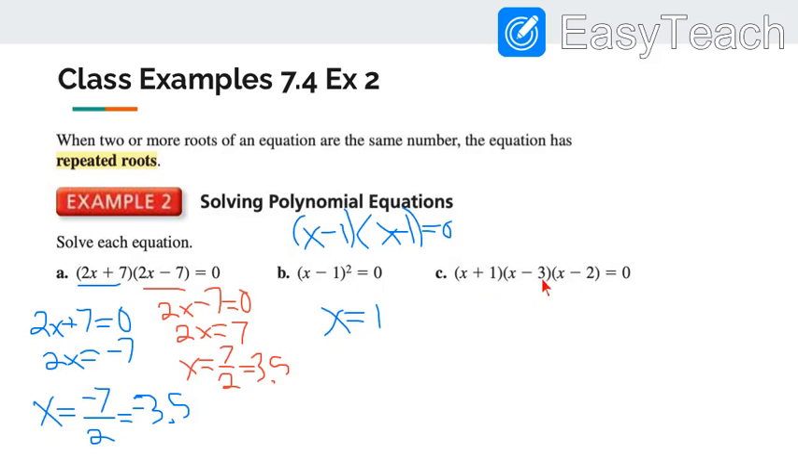Likewise, for our last one, we have to solve each of these independent pieces inside to be equal to 0. So your three answers for this would be x equals -1, x equals 3, and x equals 2. So you have three different answers. Noticing here we have three different things being multiplied, therefore we have three answers. Here we had two things being multiplied, we have two different answers. Here we technically have two things being multiplied, but because they're both the same, we only have one repeated answer.